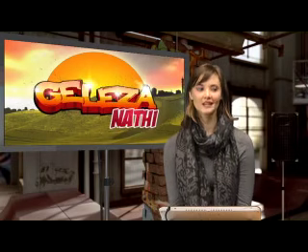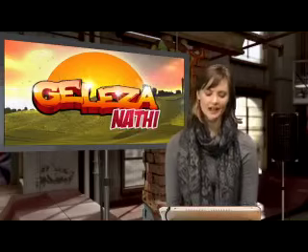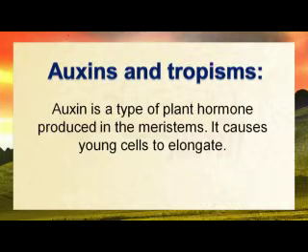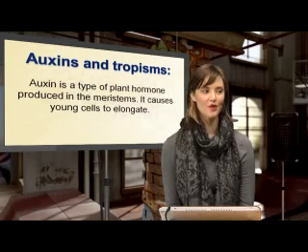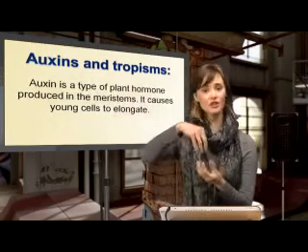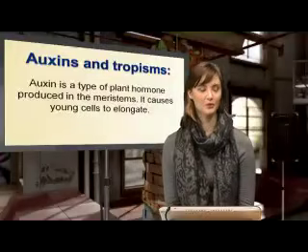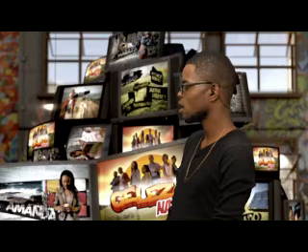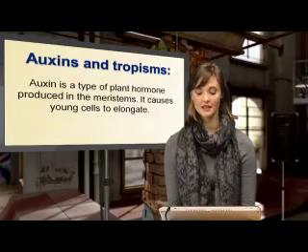Now, tropism refers to directional growth, which occurs due to a directional stimulus. It sounds like a lot of information at once, so let's break it up. Auxin is a type of plant hormone produced in the meristems. Does anyone in studio remember what the meristems are? No. Okay. Those are the growing tips of the plant, such as the root or the top of the shoot that grows up towards the sun. That's what we call the meristems, those little cells there.